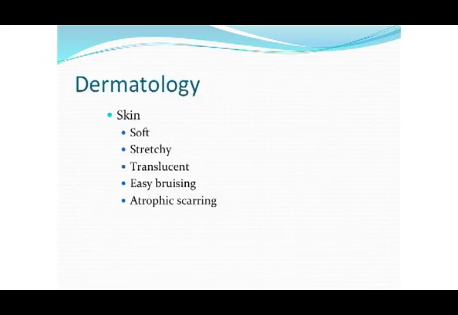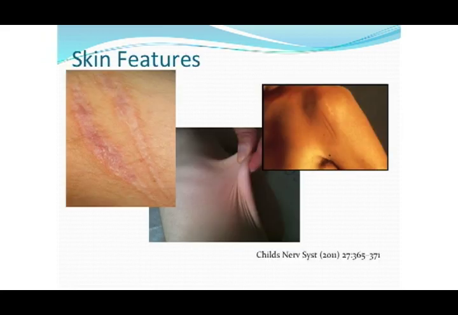Now, in the skin department, we look at skin that is soft, it's stretchy, it's translucent. We can see the veins through it very easily. We see easy bruising and atrophic scarring. And just to illustrate some of these features, this is the atrophic scarring, stretchy skin, and striae.